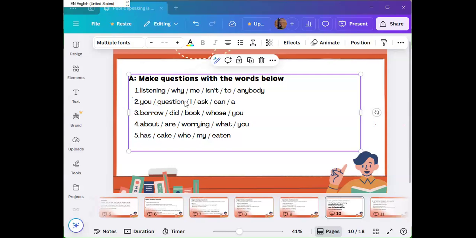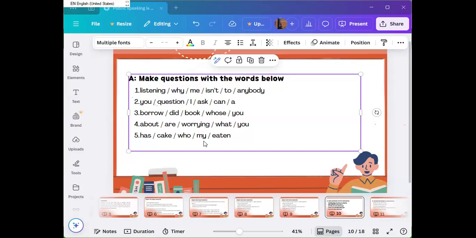Number 2, "Can I ask you a question?" Good job, correct. Number 3, "Whose book did you borrow?" Very good, correct. Number 4, "What are you worried about?" Very good, correct. And number 5, "Who has eaten my cake?" Very good job. So that is number 1 to 5.